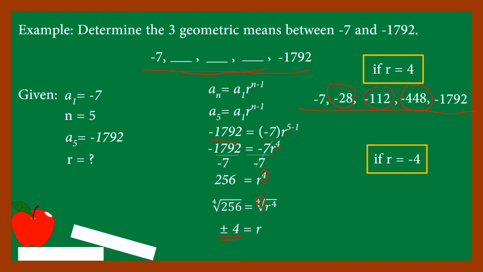What if ang r naman natin ay negative 4? So, ang geometric sequence natin ay magiging negative 7 times negative 4, that is positive 28, times negative 4, negative 112, times negative 4, we have 448, times negative 4, finally, we have negative 1,792. So, kung mapapansin ninyo, same lang yung first terms ng dalawang geometric sequence. Okay? Pero dito sa pangalawa, na kung saan yung common ratio natin ay negative, alternating yung signs ng geometric sequence natin. Negative, positive, negative, positive, and negative. So, yun yung dalawang methods sa pagkuha ng geometric means ng given geometric sequence.